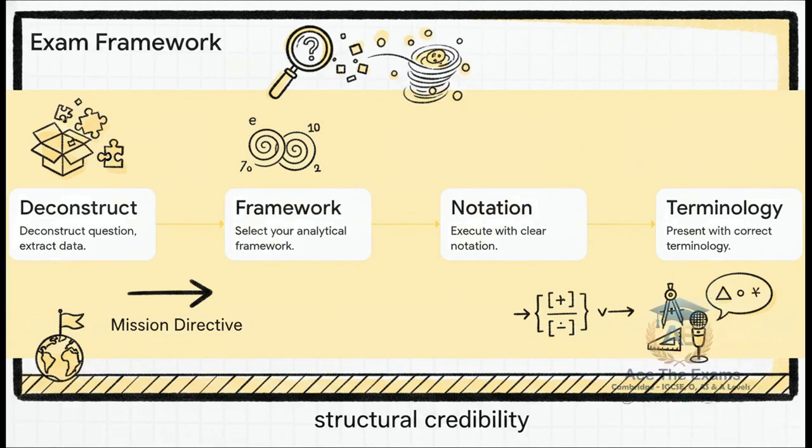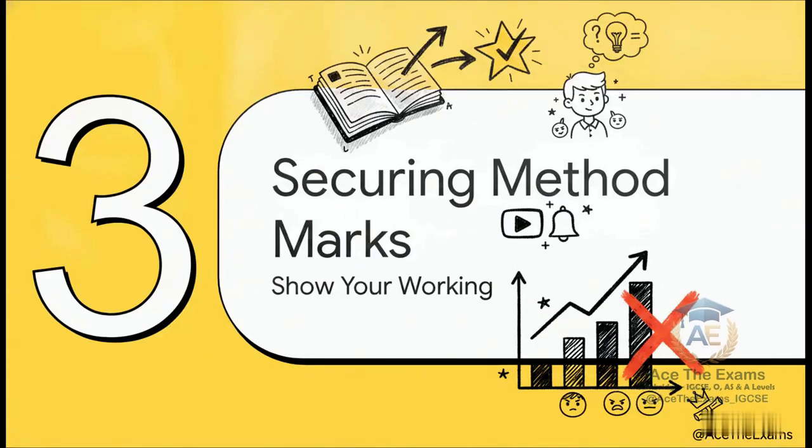Step 4, execute your analysis with crystal clear, precise mathematical notation. And finally, Step 5, present your final deliverables using the correct formal terminology. Executing this exact framework establishes absolute, undeniable structural credibility with the examiner. Which perfectly tees up Section 3, securing method marks.